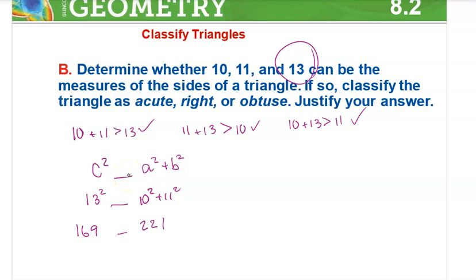Notice that I put c squared on the left, because if you do it, then it makes a little bit more sense. So c squared turns out to be 169, so this is acute. It's acute because c squared is less than 221.